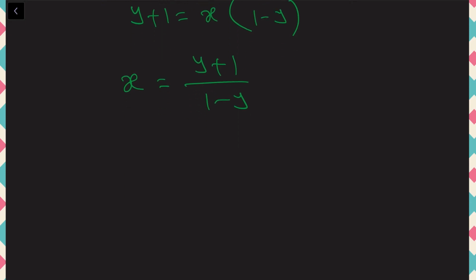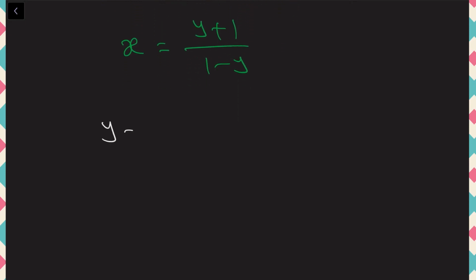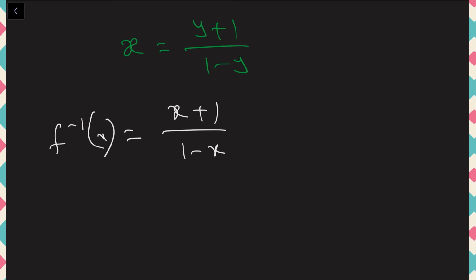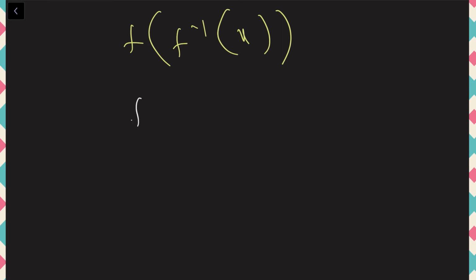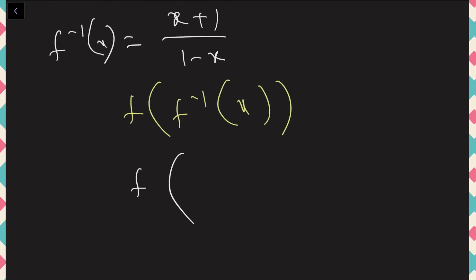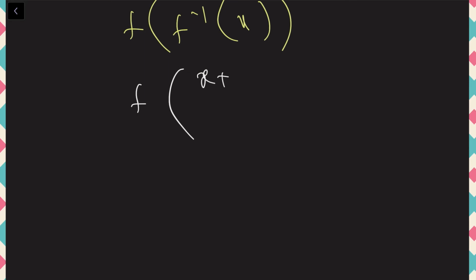Now replacing the alphabets, y is equal to x plus 1 divided by 1 minus x. Replace y with f inverse x. This is the inverse function for that. Then he is asking to find the value of f of f inverse of x. f of f inverse of x. f of f inverse of x, just now we got x plus 1 by 1 minus x. Now we need to find the value of f of x plus 1 divided by x minus 1.